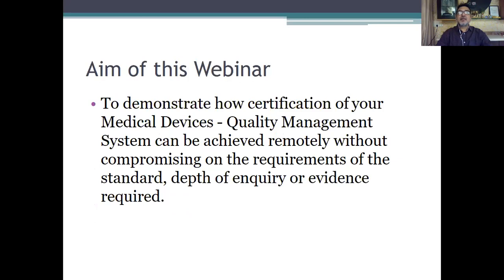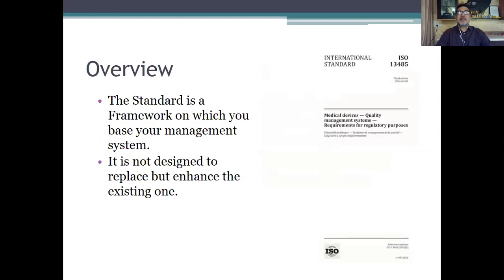The aim of this webinar is to demonstrate how certification of your medical devices quality management system can be achieved remotely without compromising on the requirement of the standard, depth of inquiry, or evidence required. The standard is a framework on which you base your management system. It is not designed to replace but enhance the existing one.